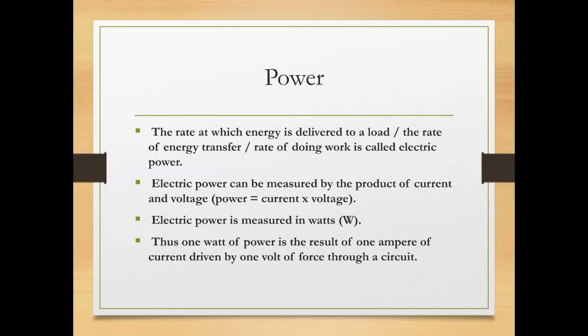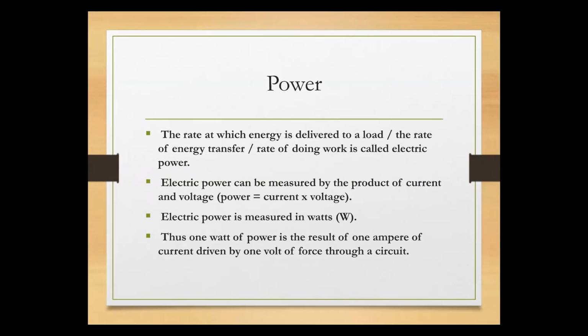And then now we went on to what is called power in electricity. What is power in electricity? Power is the rate at which energy is delivered to a load. Take note of these things. The rate at which energy is delivered to the load, or the rate of energy transfer, or the rate of doing work in a circuit. It's called electric power, right? But the best definition is this one here: the rate at which energy is delivered to a load.